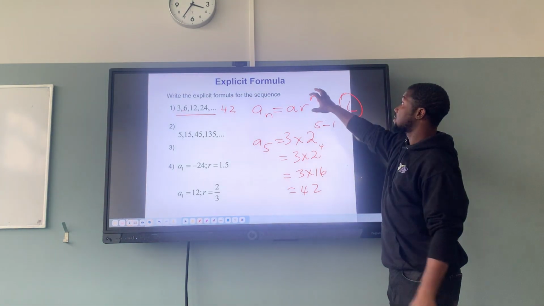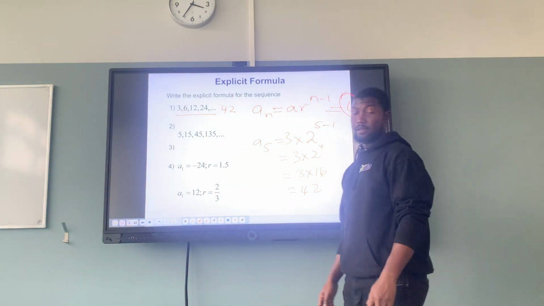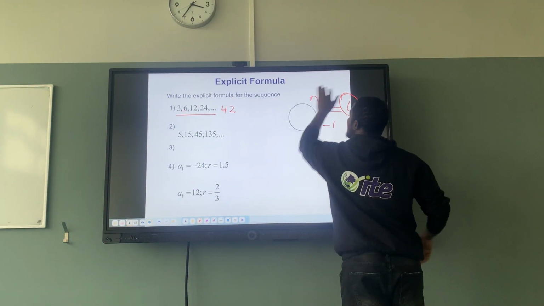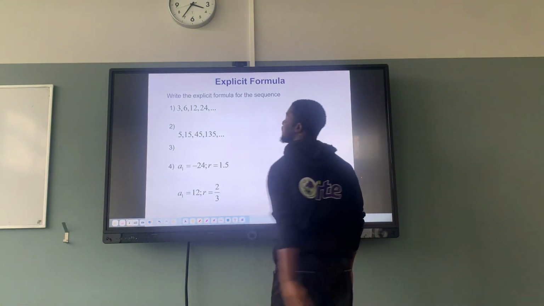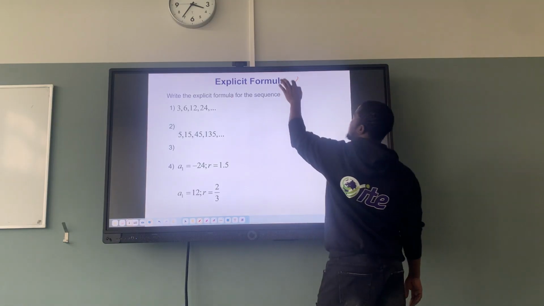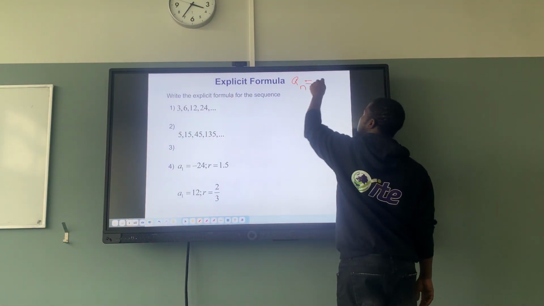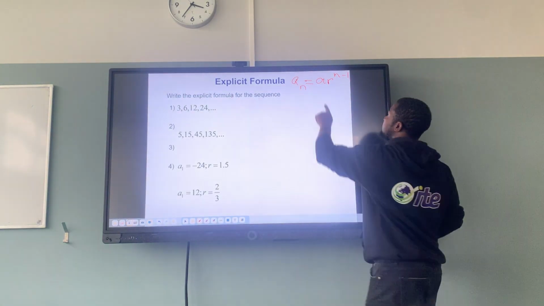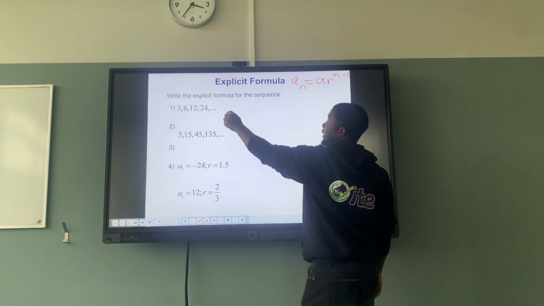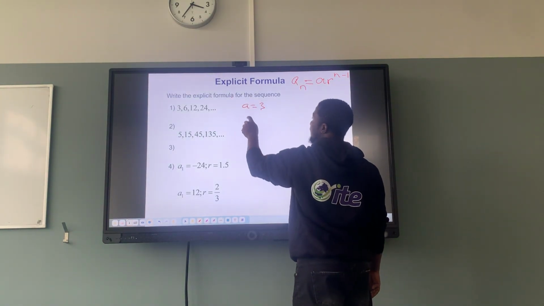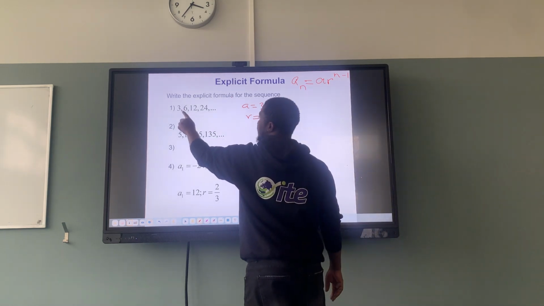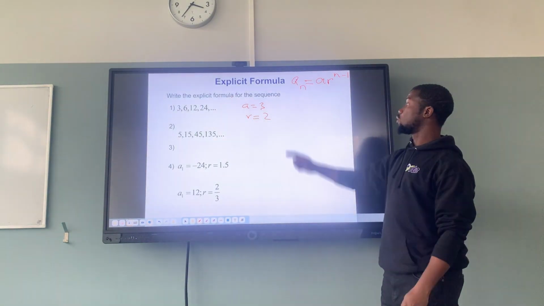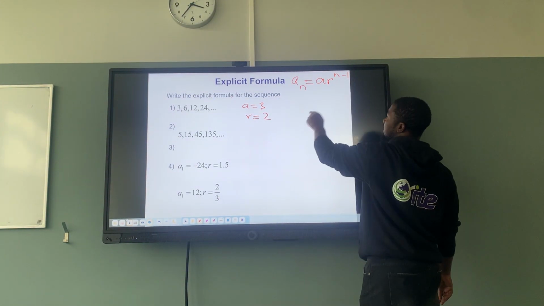So always the explicit formula also gives you the last term. How do you write the explicit formula for this sequence? For you to be able to write the explicit formula, you need to remember that AN is equal to AR to the power n minus 1. Now, you need to find A and R from the sequence here. A is equal to 3 and R is equal to 2. How do you get R? Divide 6 by 3, 12 by 6, 24 by 12. Any one should give you 2. So if you get A and R, put them back in the formula.